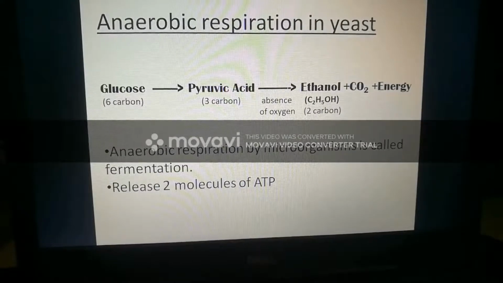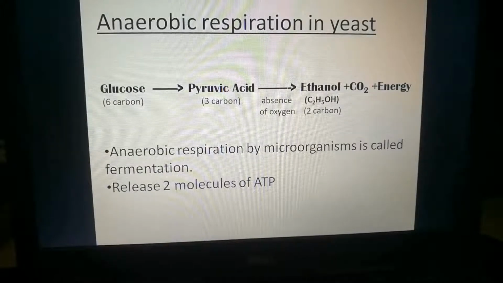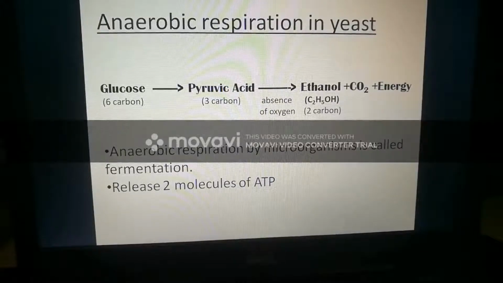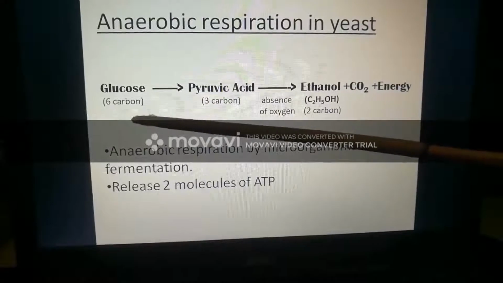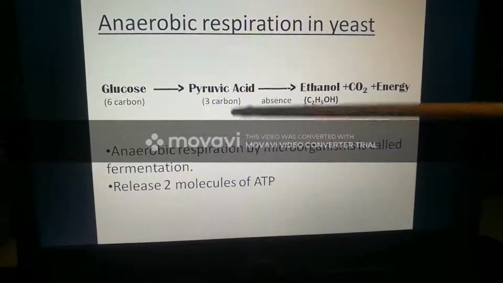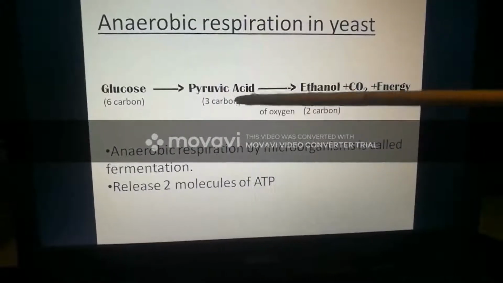The glucose is being broken down. That process is called fermentation. Usually during fermentation, very little energy, almost 2 molecules of ATP, is released. You can see here in anaerobic respiration, the glucose, which is a 6-carbon molecule, is first converted to a 3-carbon molecule, that is the pyruvic acid.